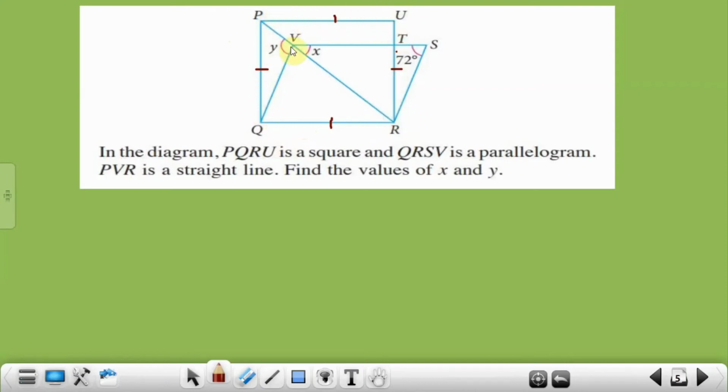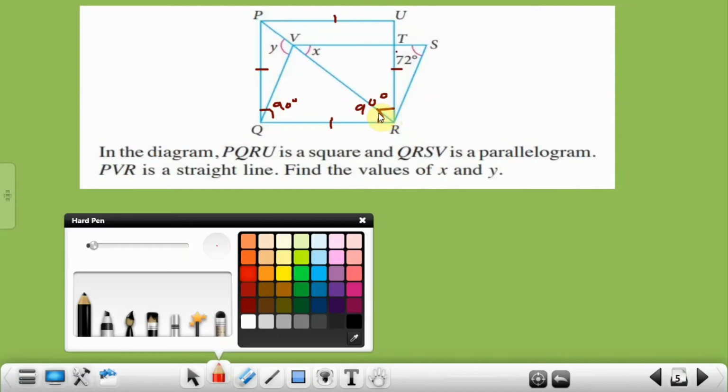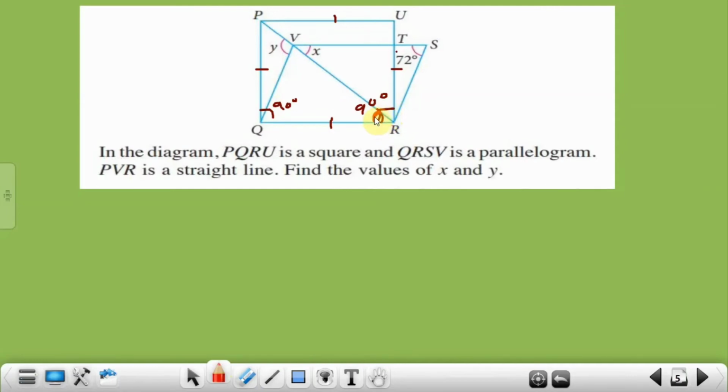PQRU is a square. So if it's a square, this one will be 90 degrees. All the interior angles are 90 degrees. This is also 90 degrees. When it is 90 degrees, this is the diagonal. So the diagonal will bisect this angle. So half of this angle is 45 degrees. Same goes here, 45 degrees.